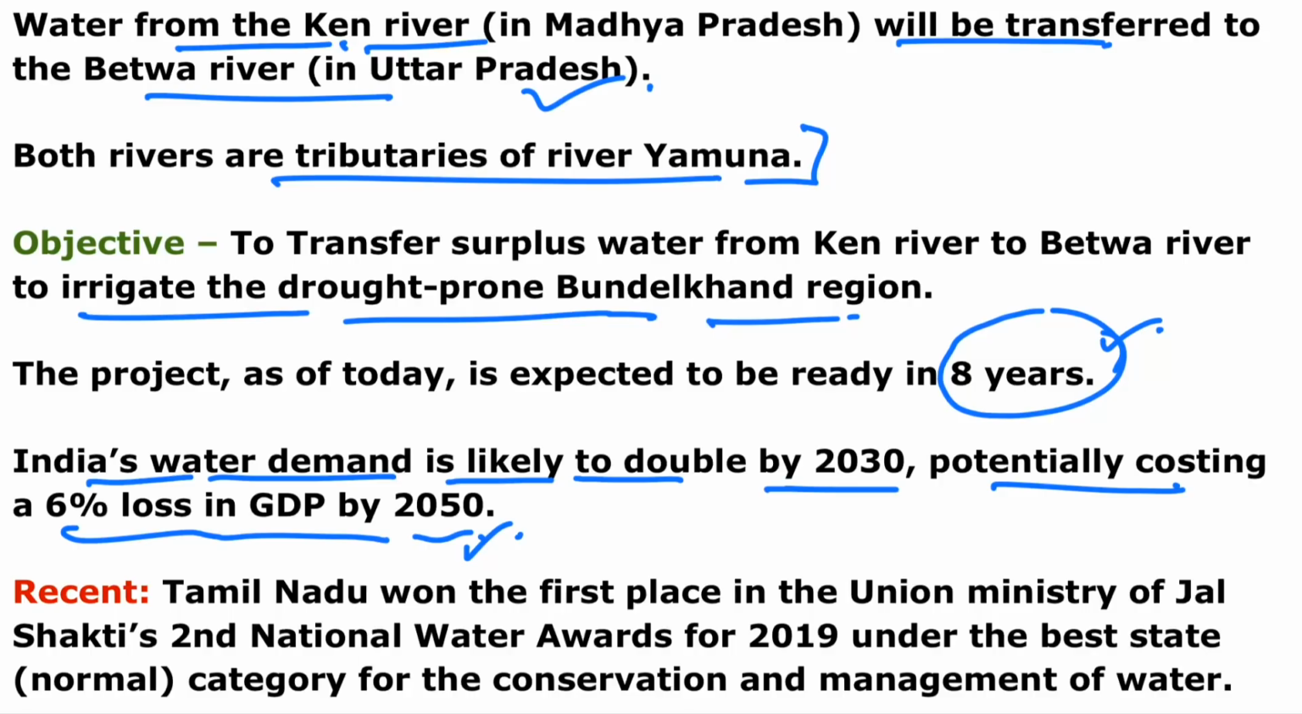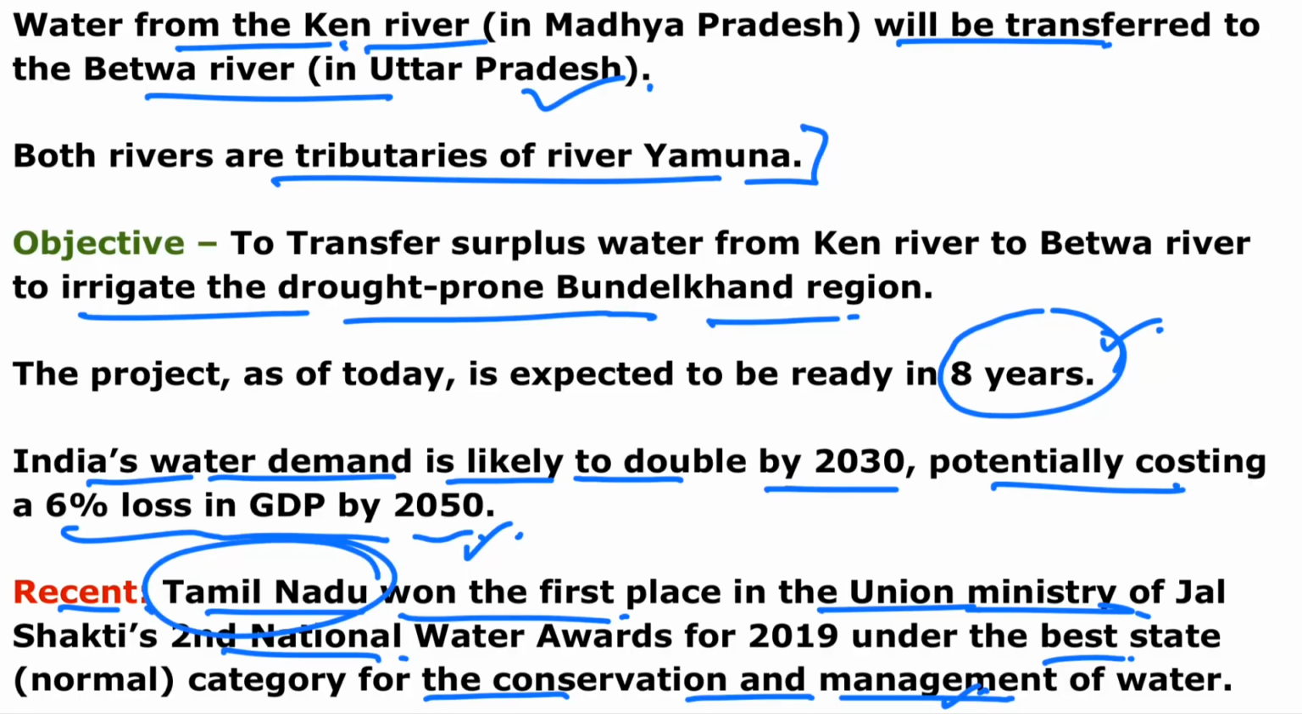Next is the recent news related to this. Tamil Nadu won first place in the Union Ministry of Jal Shakti's second National Water Awards for 2019 under the Best State category for the conservation and management of water. Just remember, Tamil Nadu won the first award under the Jal Shakti program, the National Water Award of 2019, because Tamil Nadu conserves and manages water very properly. So remember all the things which I told you. Now we can move to the next question.